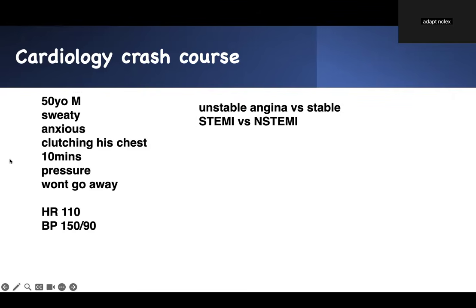This is what they usually test. Don't tell me MONA, because if you do that, that's wrong. This is an emergency. So for the NCLEX, assess the patient. So assessment, and get the EKG. The EKG will tell you if this is what? ST elevation MI or non-ST elevation MI.